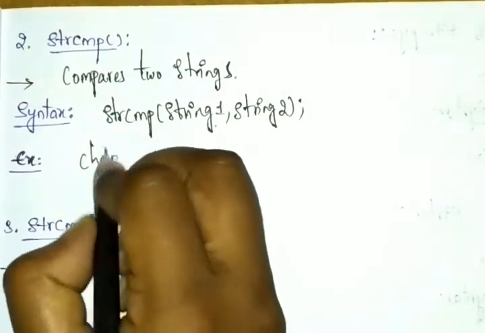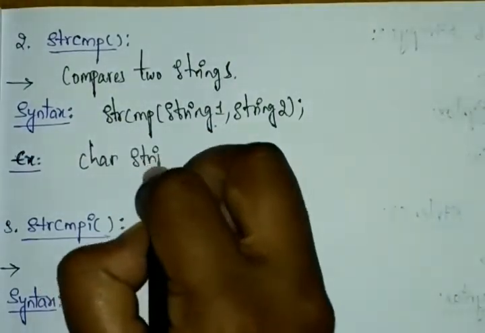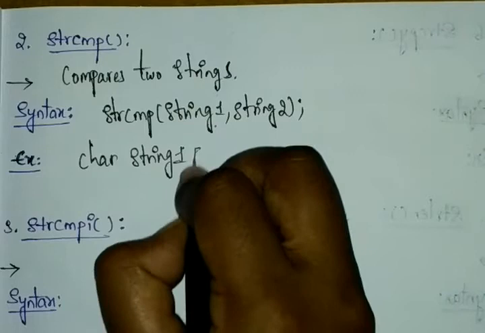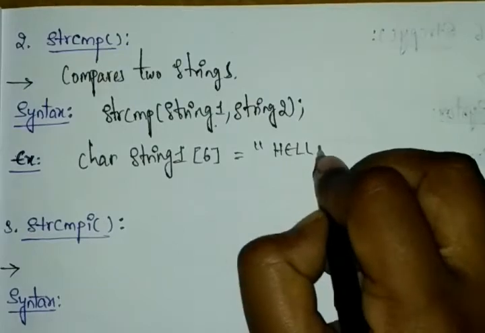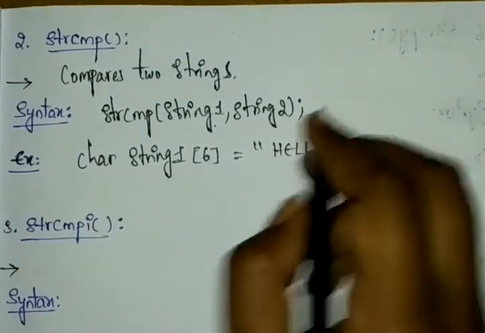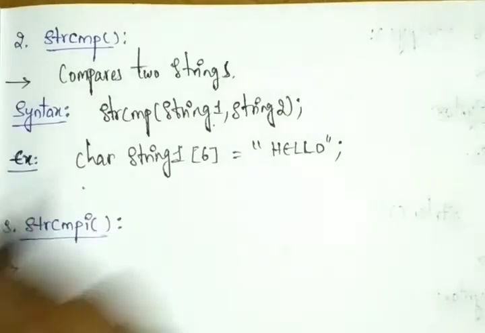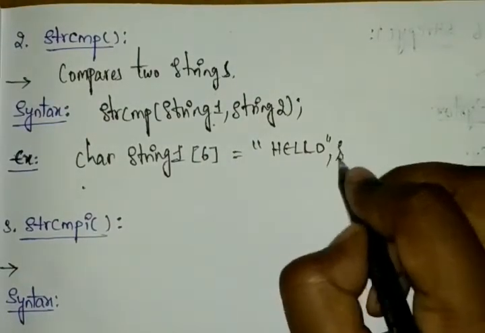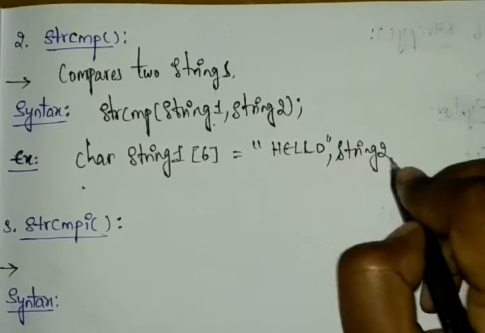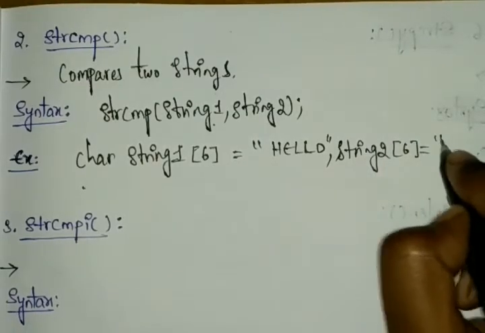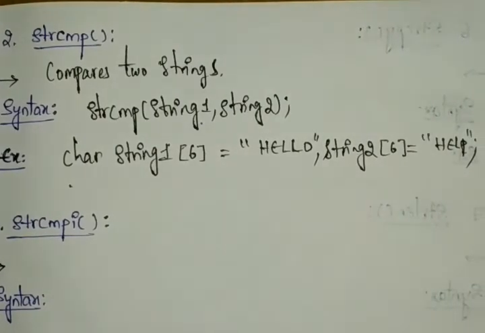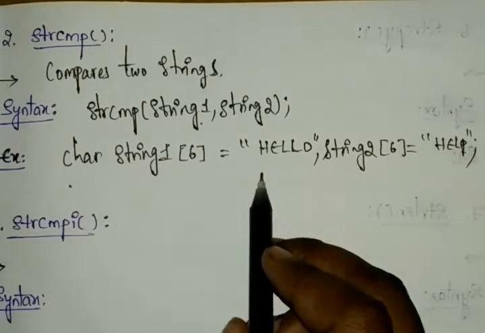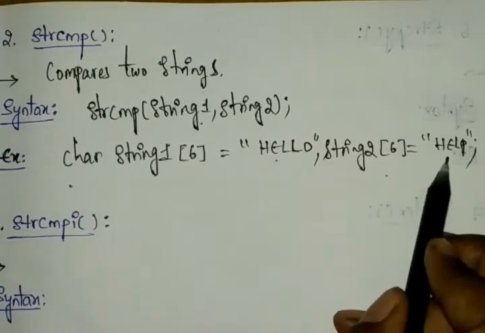Here, for character string 1, I'm choosing "hello", and next for string 2, I'm choosing "help". You can observe that in the first string we have "hello", and in the second string we have "help".